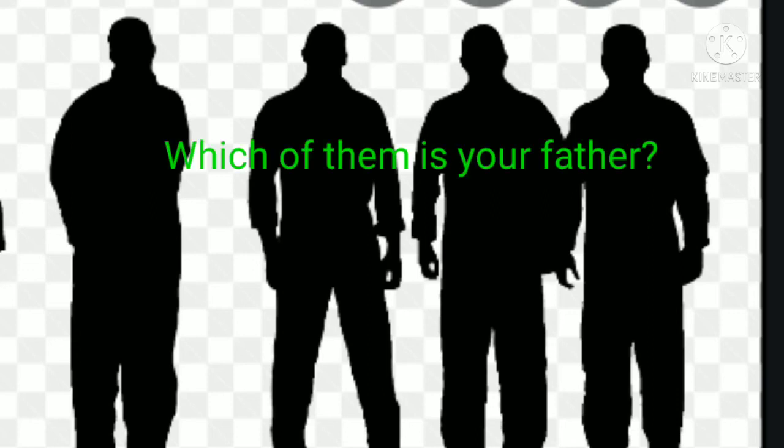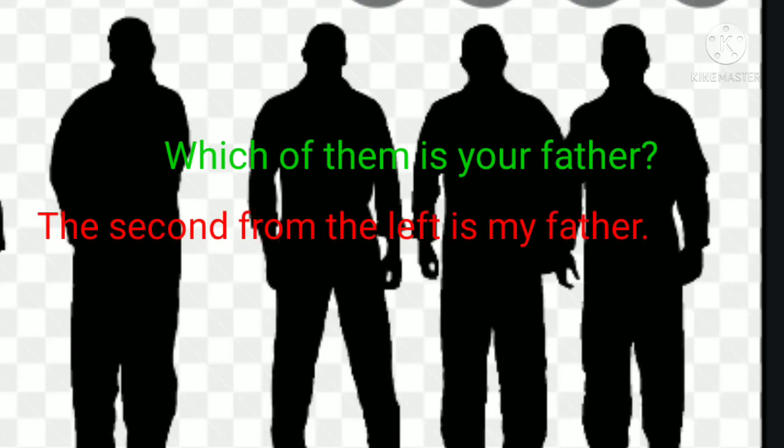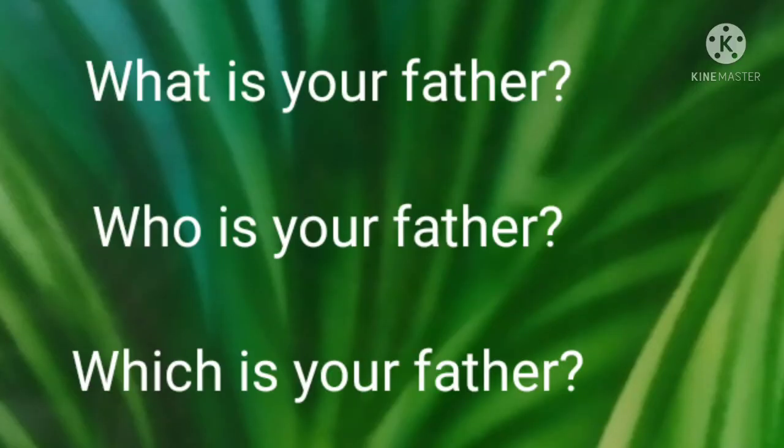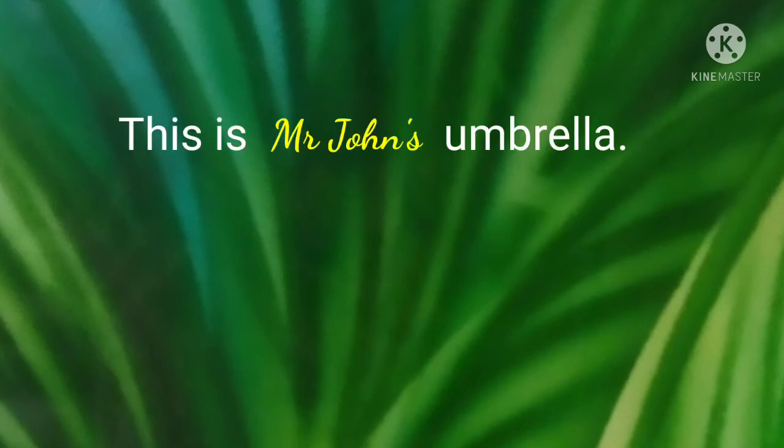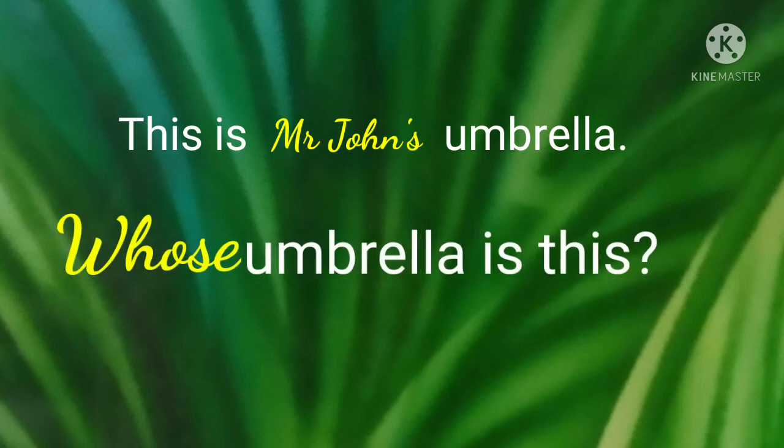Now suppose some 2 or 3 persons are standing somewhere. I don't know who your father is. Then I may ask you, which of them is your father? Then you may say, the second from the left. So, which of them is your father? Or which is your father? The second from the left. So, these 3 questions have different answers. What is your father? Who is your father? Which is your father? Now, sometimes you find questions like this. This is Mr. John's umbrella. Whose umbrella is this? So I think I have said enough about the WH questions.